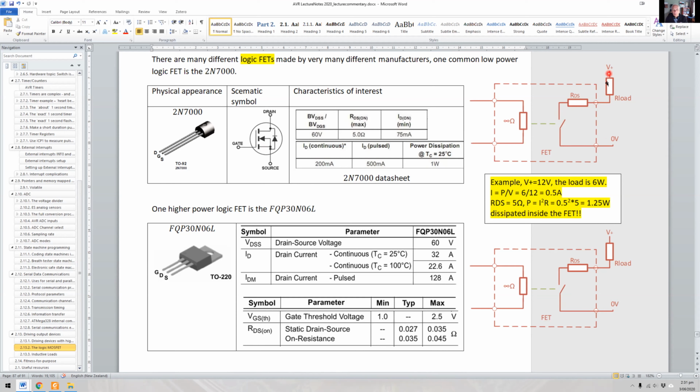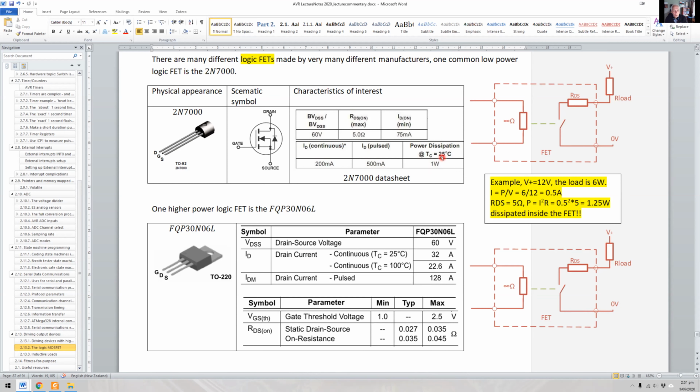So we'll go through conventional current, half an amp. And what that means is that the power dissipated inside this device, that's inside this little plastic device here, is going to be I squared R, which is 0.5 times 0.5 times 5, which equals 1.25 watts, which exceeds the total power dissipation of 1 watt at 25 degrees Celsius.